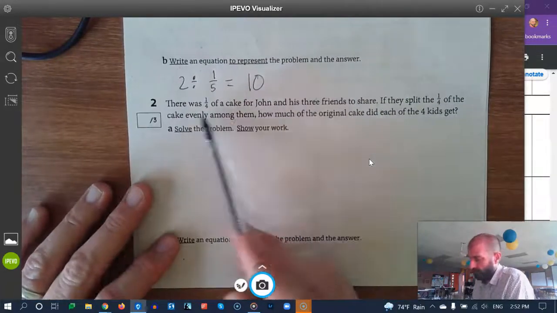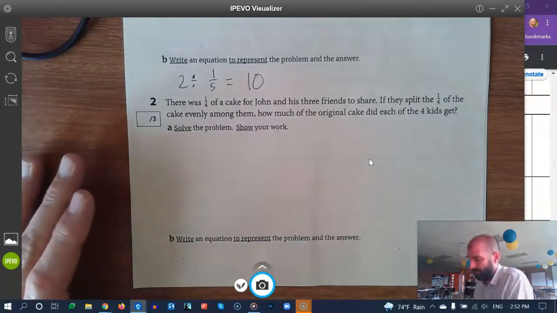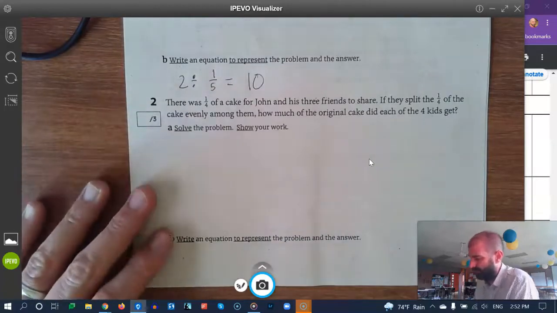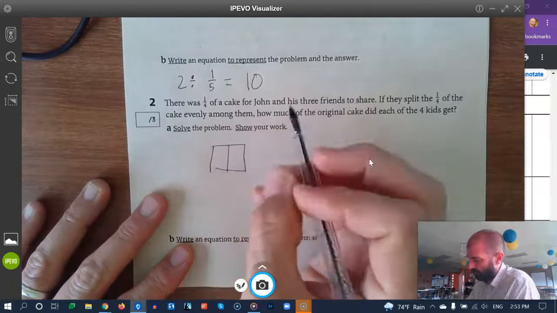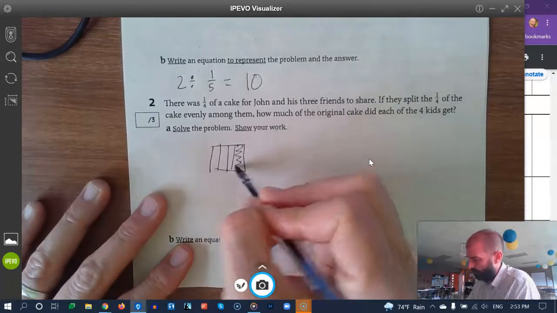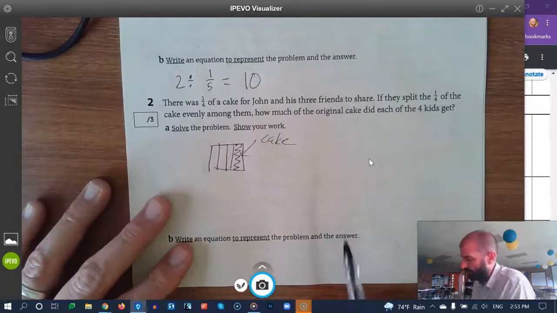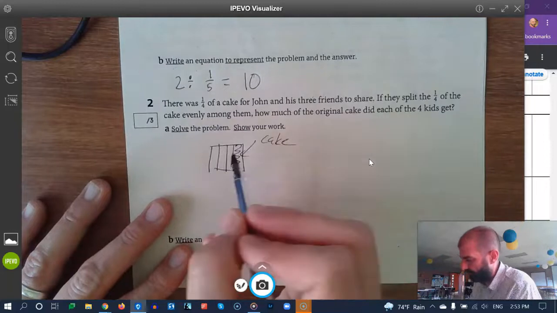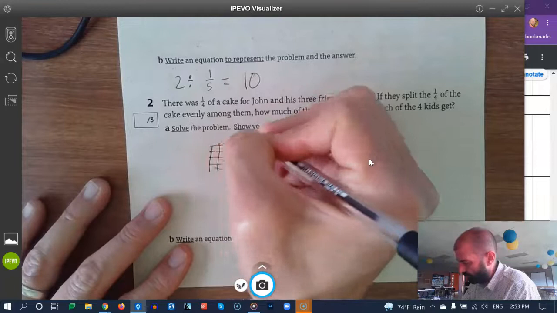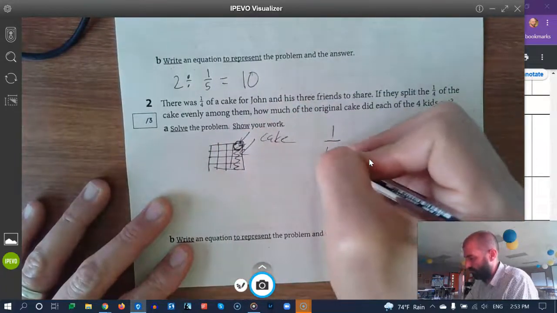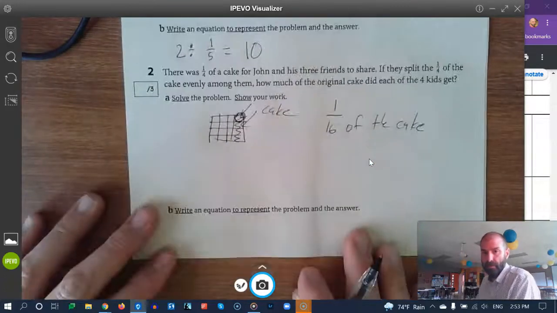3 points. There was 1/4 of a cake for John and his 3 friends to share. If they split the 1/4 of the cake evenly among them, how much of the original cake did each of the 4 kids get? So here's my cake. There's 1/4 of it left. That's cake. All right. Him and his 3 friends are going to share it. So that's going to split it into fourths. So that means each kid is going to get this piece right here, which is 1/16 of the cake. And what is the equation?